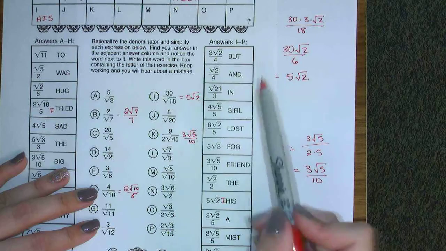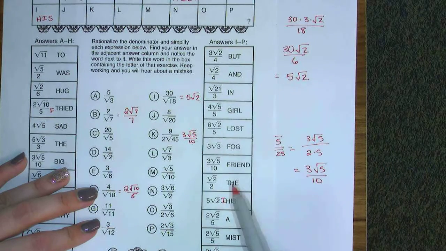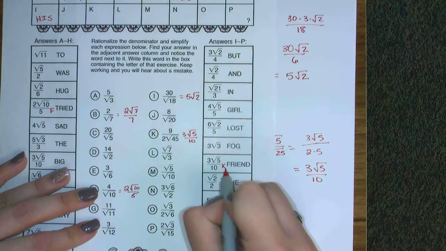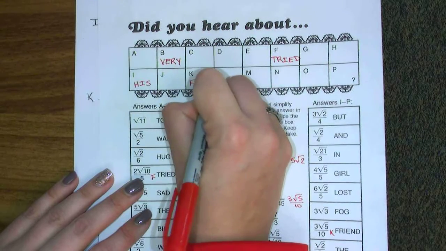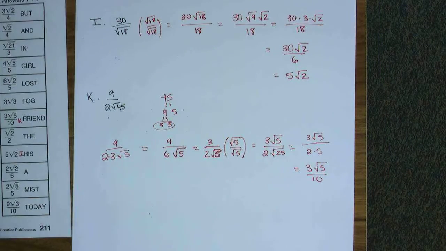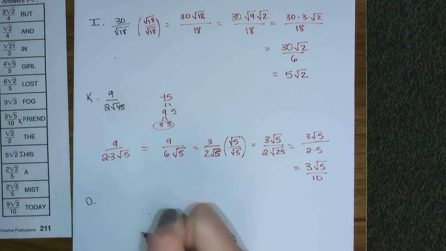So then I got to come over here and find that. 3 root 5 over 10. So in the box for K, I'm writing the word friend. If I can fit it. There we go. Almost fit it. All right, and then one last one that I want to do is O. Okay, so O is going to be the last one here.